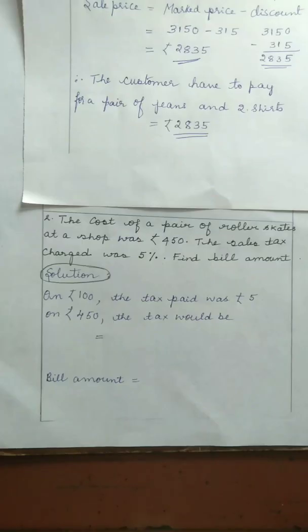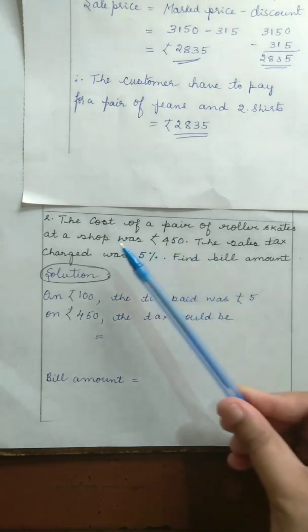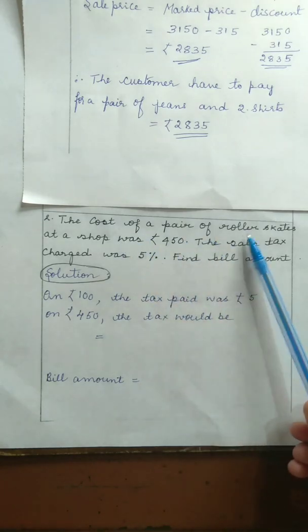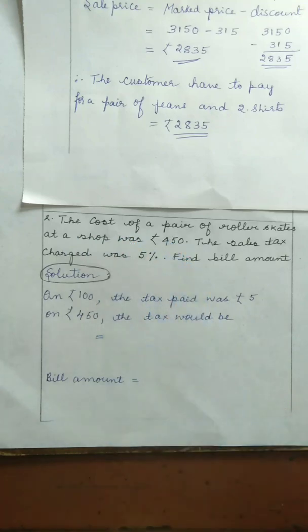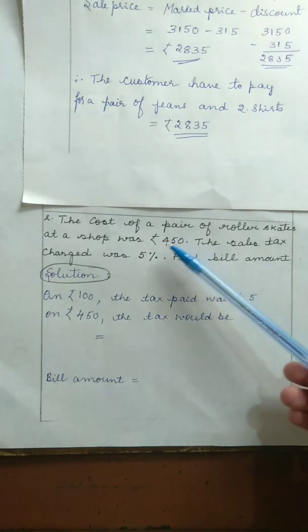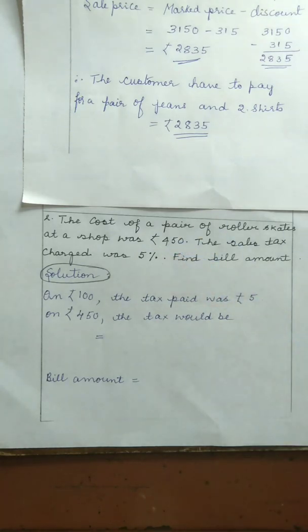Now we shall solve the second question. The cost of a pair of roller skates at a shop was rupees 450. The sales tax charged was 5%. Find the bill amount. So, the sales tax which was charged onto the roller skates, priced at rupees 450, was 5%. Now, we need to find out the bill amount.